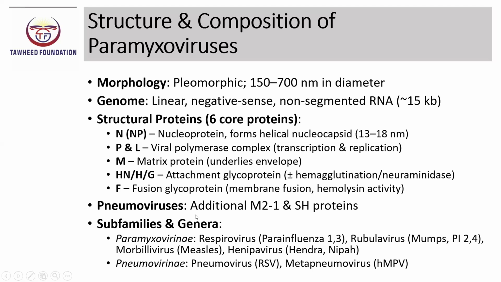The pneumoviruses appear to contain 2 additional small envelope proteins, that is M2-1 and SH protein. Subfamilies and genera: Paramyxovirinae, Respirovirus, Parainfluenza 1 and 3, Rubulavirus, that is mumps, P1, 2 and 4, Morbillivirus, that is measles, Henipavirus, that is Hendra and Nipah. Pneumovirinae, that is pneumovirus RSV, and metapneumovirus, that is HMPV.